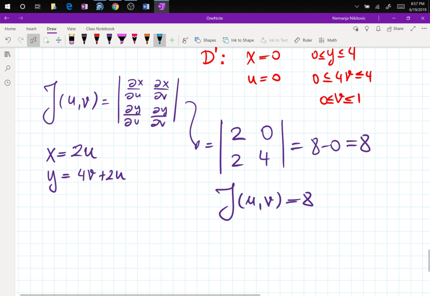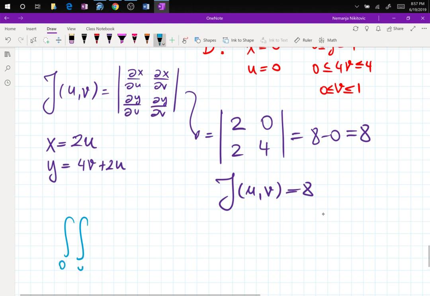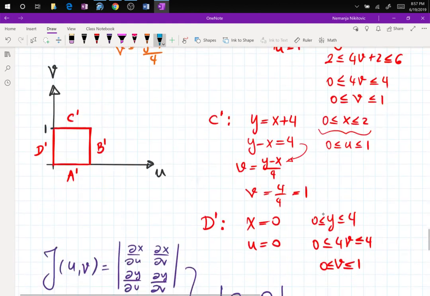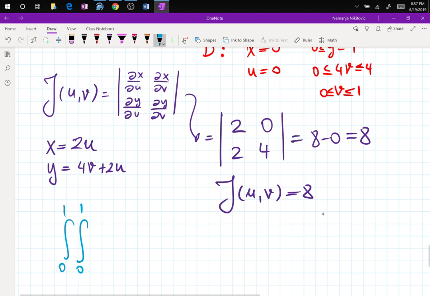So now this is the final stretch. We have a double integral, 0 to 1, 0 to 1. It's a square, right? That's easy. And now I have to transform the integral, which was given as x squared y. So x squared y needs to be written in terms of u's and v's. So x is 2u, so that's going to be 2u squared. And then y is 4v plus 2u. All of that times Jacobian 8. And then we have finally du dv.